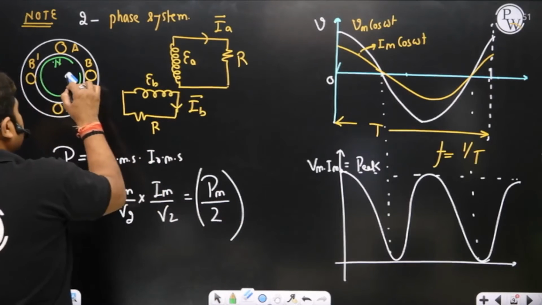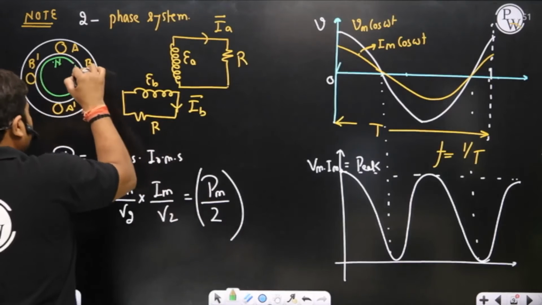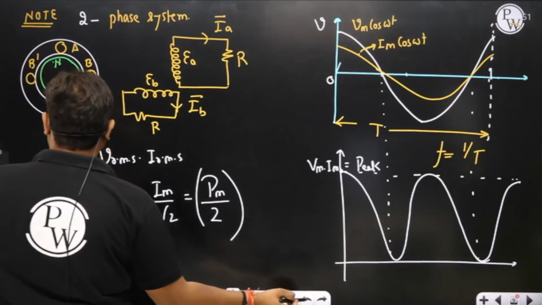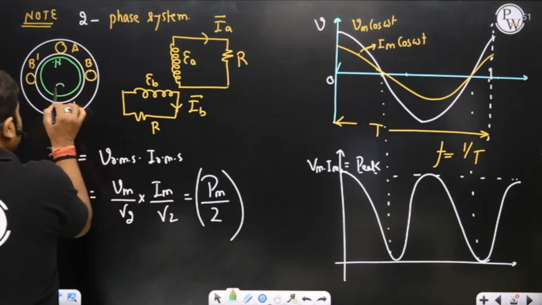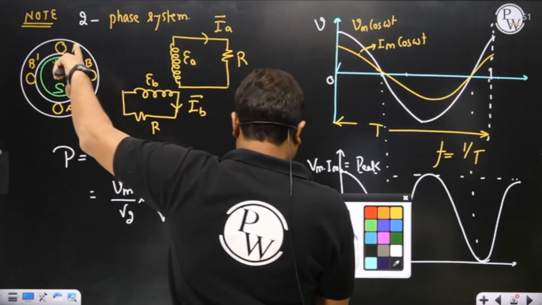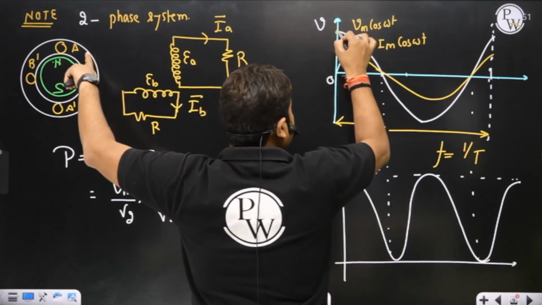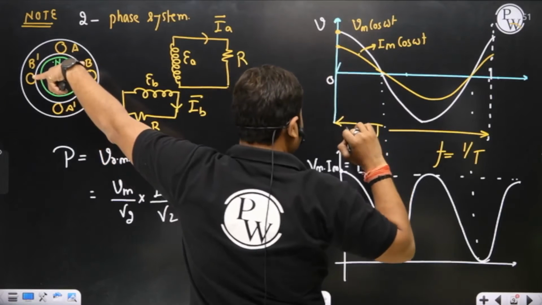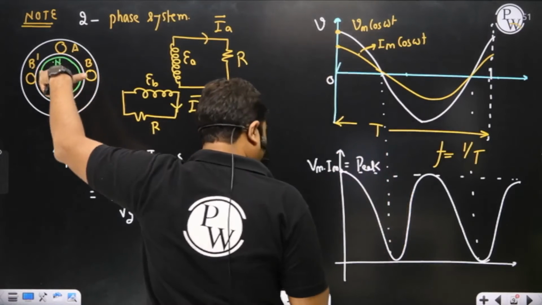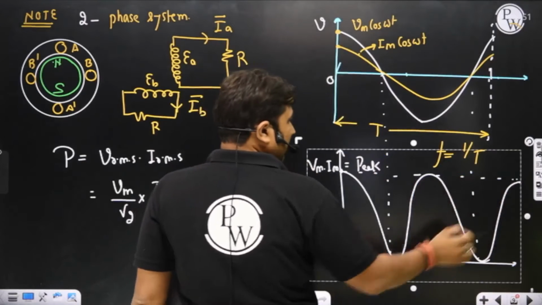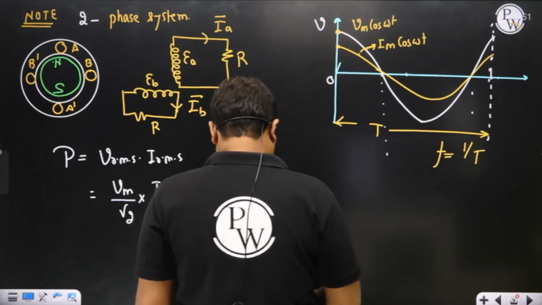it's a two-phase system, sorry. For a two-phase system, a two-pole I am representing here. Let's suppose a two-pole system. So presently AA dash is maximum. But after 90 degree of rotation, what happened, sir? After 90 degree of rotation, we are getting BB dash maximum, sir.